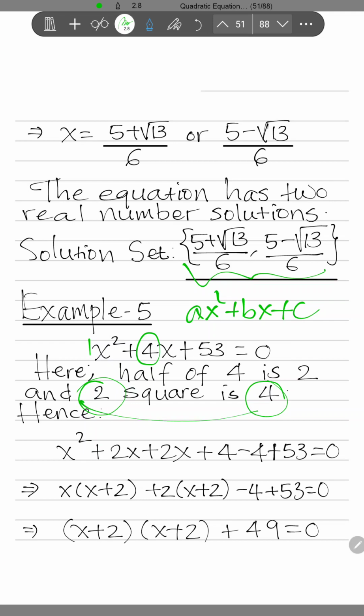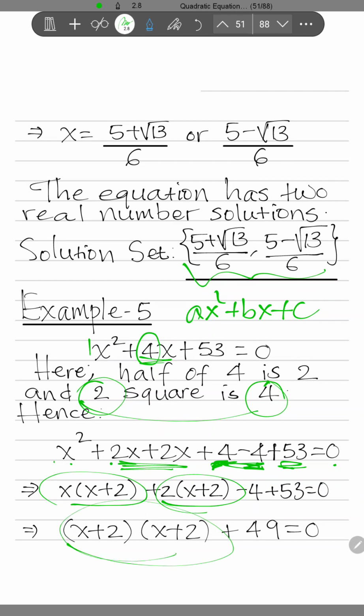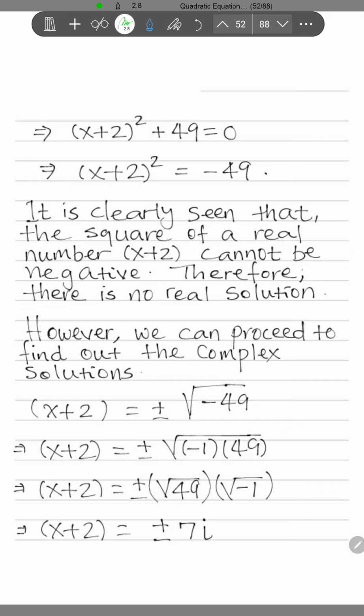Now we are in a very good setup. x squared plus 2x plus 2x, you split the middle term, plus 4, add this one here, minus 4, subtract at the same time to maintain the balance, and then 53 is equal to 0. Job done. x into (x plus 2) plus 2 into (x plus 2), which is (x plus 2) the whole square here, plus 49 is equal to 0. Next. Now (x plus 2) the whole square plus 49 is equal to 0 means (x plus 2) the whole square is equal to minus 49.